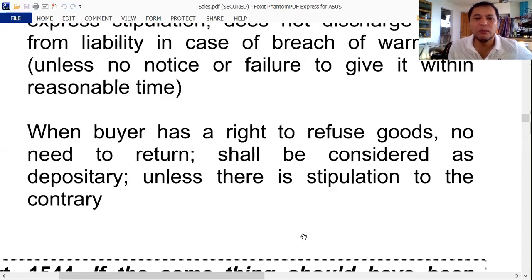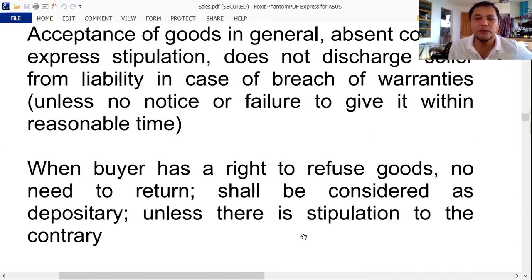Another rule: when the buyer has a right to refuse goods, there is no need to return, meaning it is not the obligation of the buyer to return. He just communicates it to the seller: Mr. Seller, I am returning the goods. But he is not bound to deliver it to the seller. In this case, the buyer becomes the depositary, meaning the contract of deposit will now play, unless there is a stipulation that he will not become a depositary. All right.